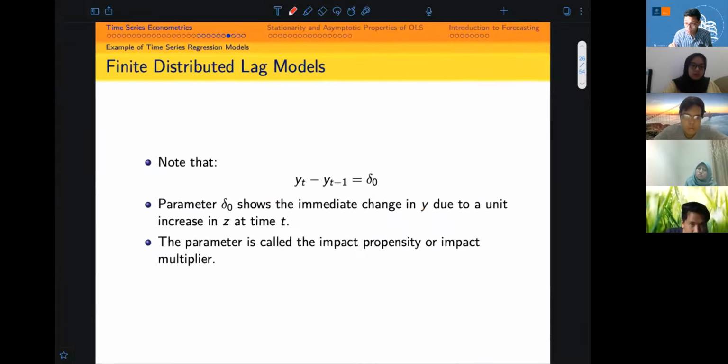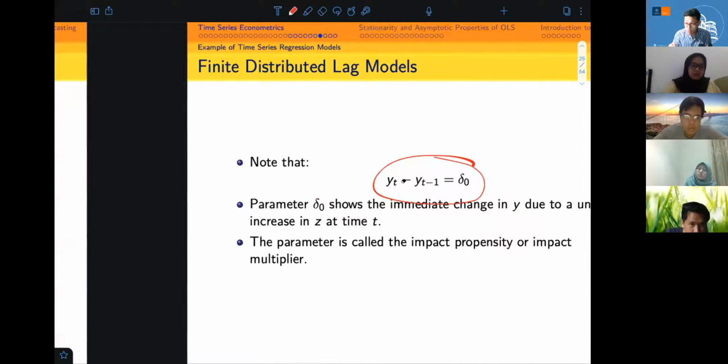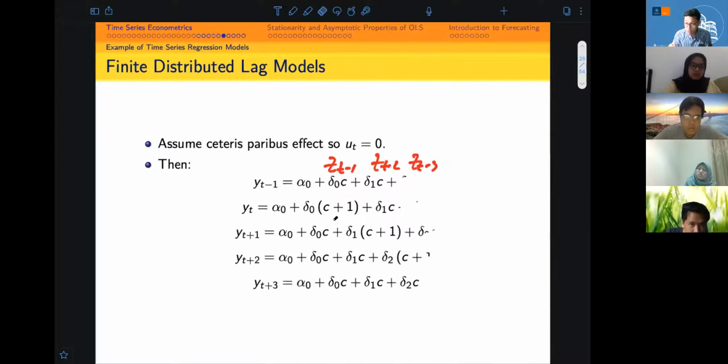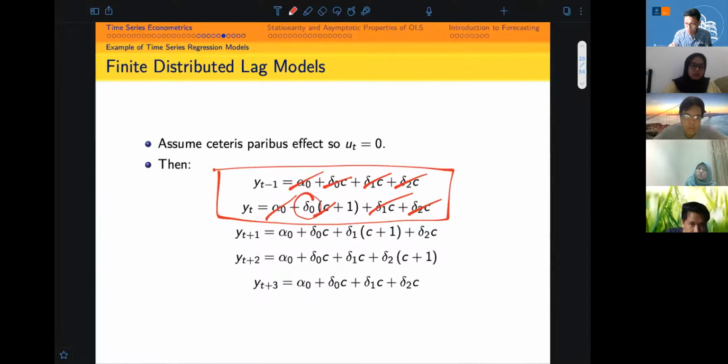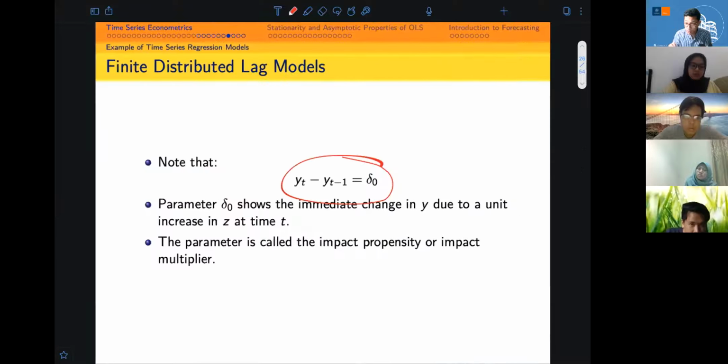And then after that, what you're going to do is you're going to subtract YT and then YT minus 1. So when you subtract YT minus 1 from YT, let's focus on here. If you subtract YT and YT minus 1, you can delete this, and then what you're going to have is just delta 0. Okay, so what does delta 0 show? Delta 0 is the immediate change in Y due to a unit increase in Z at time T. Recall that there is a shock of 1 unit in time T for the ZT variable. So delta 0 is the immediate change in Y due to a unit increase in Z at time T. So this parameter is called the impact propensity or the impact multiplier of Z.